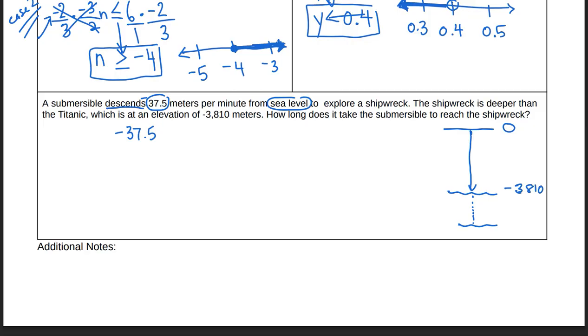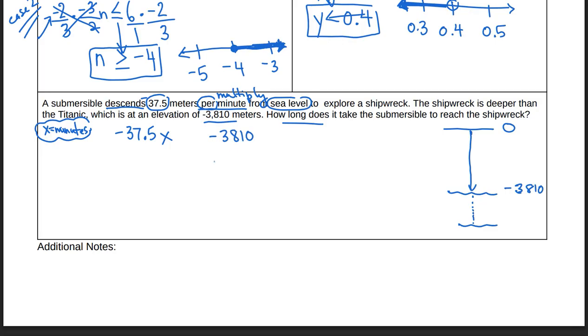So here I said it descends at 37.5 meters per minute, okay? So when we see the word per, we need to think multiply, and this is usually where the variable is, okay? So I'm going to go ahead and define x equals minutes because that's what we're trying to figure out, right? We want to know how long it takes. So negative 37.5 times x, okay? That's going to give me the distance, right, of how I can get to my shipwreck, okay? So I know that negative 3,810 meters is going to be on the other side of this inequality.